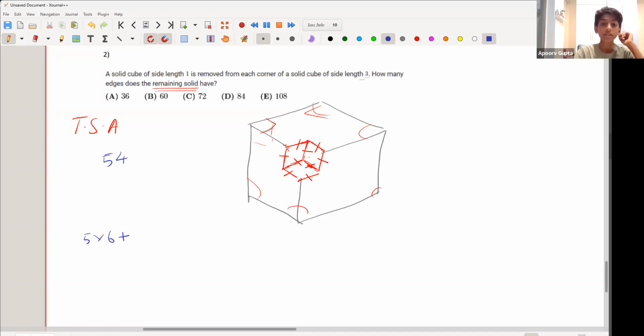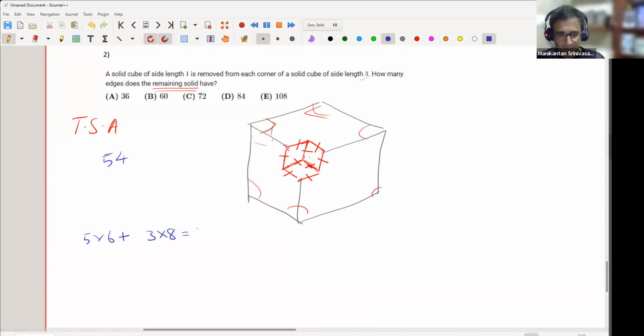Plus the 3 faces at each corner into 8, 24. So 30 plus 24 is 54. Okay. Very good. But they can arrive at the same answer in a much quicker way.